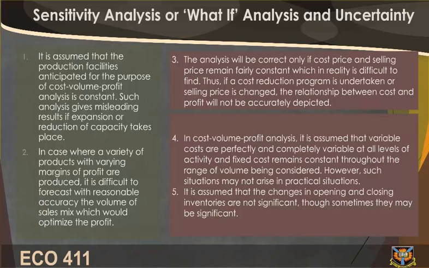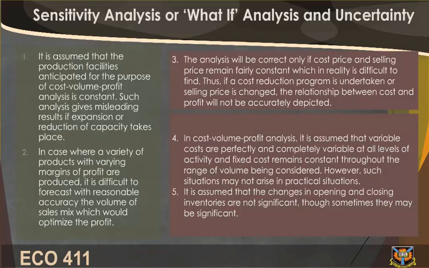2. In case where a variety of products with varying margins of profit are produced, it is difficult to forecast with reasonable accuracy the volume of sales mix which would optimize the profit. 3. The analysis will be correct only if cost price and selling price remain fairly constant, which in reality is difficult to find. Thus, if a cost reduction program is undertaken or selling price is changed, the relationship between cost and profit will not be accurately depicted.